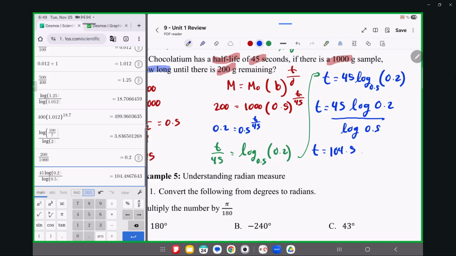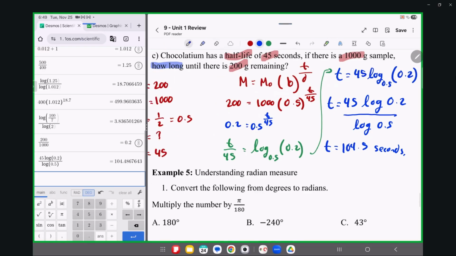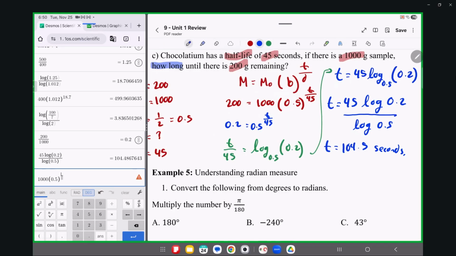So this is going to be 104.5 seconds. To verify if this is correct now, if I take 1,000 multiplied by 0.5 to the power of 104.5 divided by 45, we can see we get that 200 number. So we know that we did that correct. And so we can box our answer and we'll be okay.